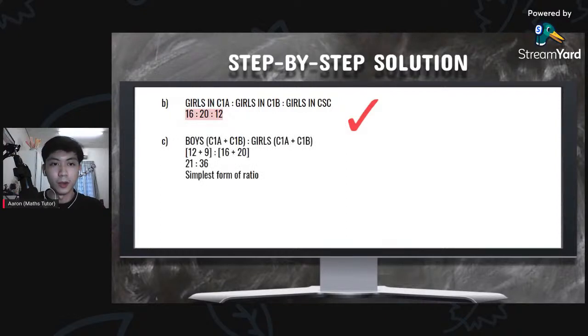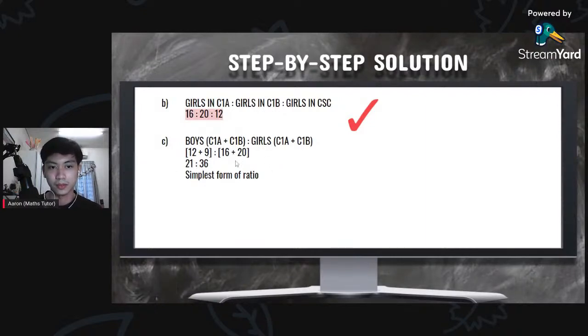For C, the question is the boys in 1 Amanah and 1 Bestari, and the girls in 1 Amanah and 1 Bestari. They ask for the total, so you just add up the number of boys, ratio to the total number of girls. You add up first, then you will get 21 ratio 36.